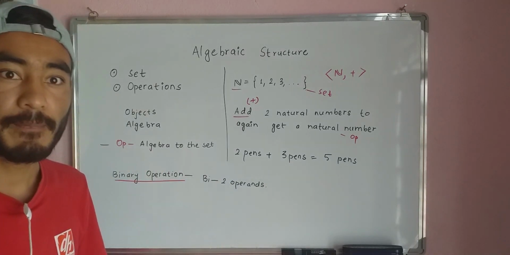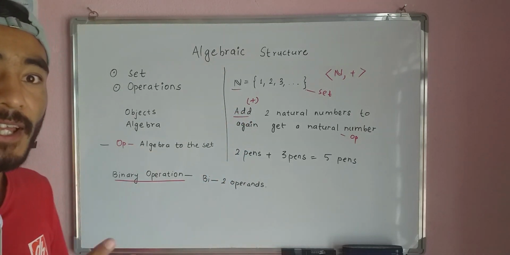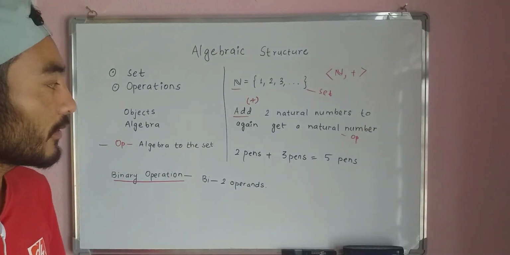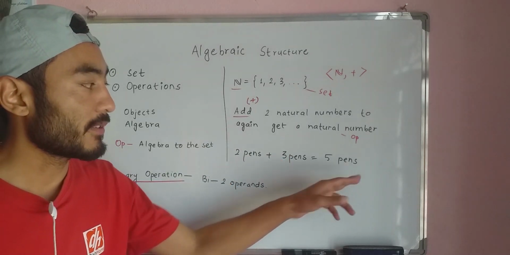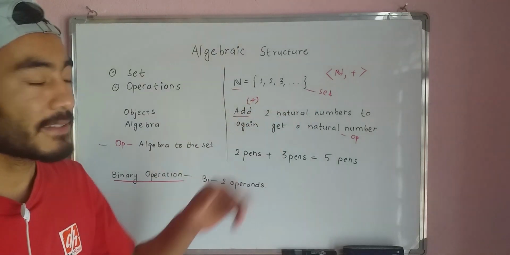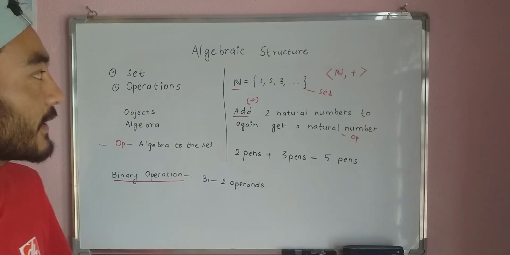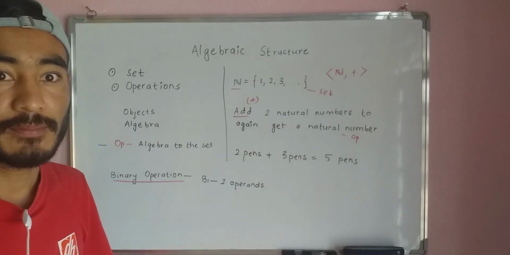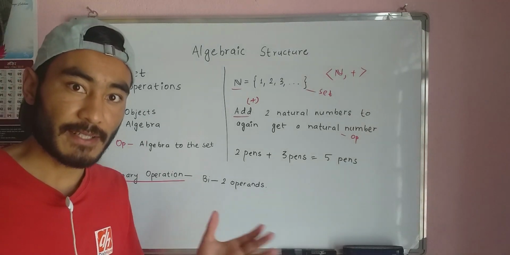For instance, the set of natural numbers N. We add any two natural numbers to again get another natural number. For example, 2 plus 3 gives 5. Here N is the set and addition is the operation. So the set N along with the operation addition is an algebraic structure. So the operations defined on the set give algebra to the set.